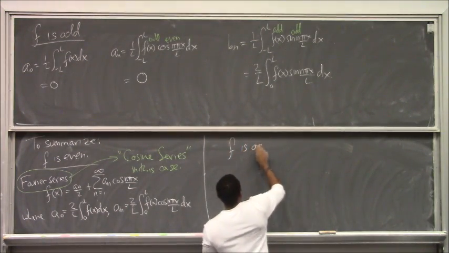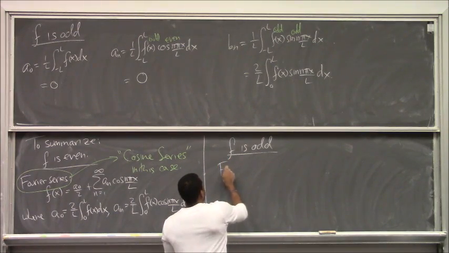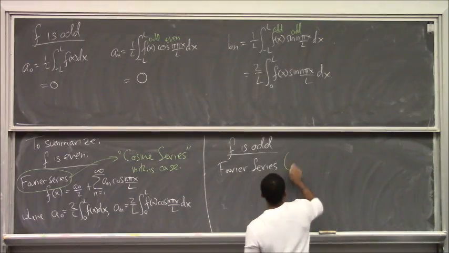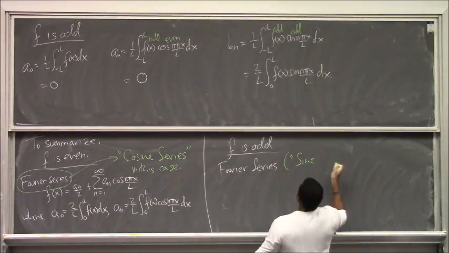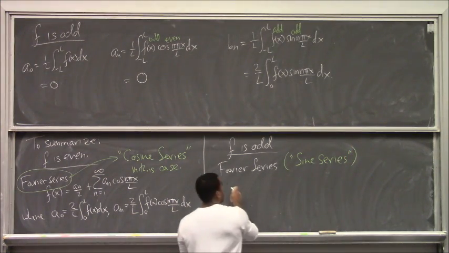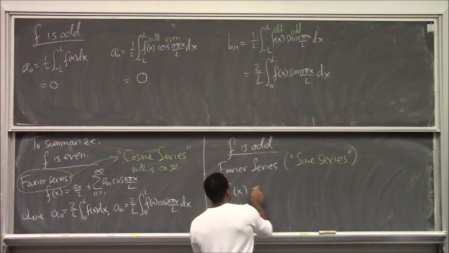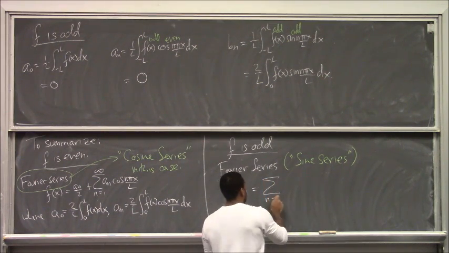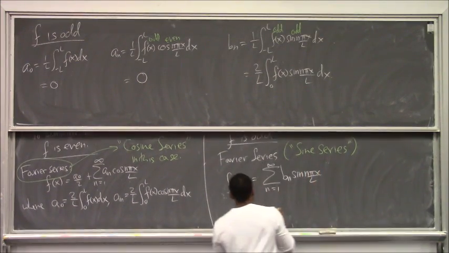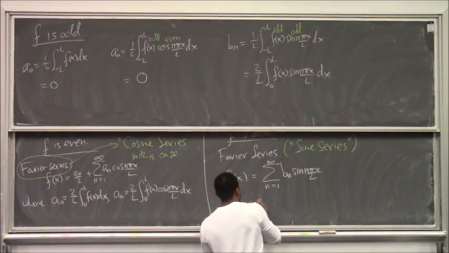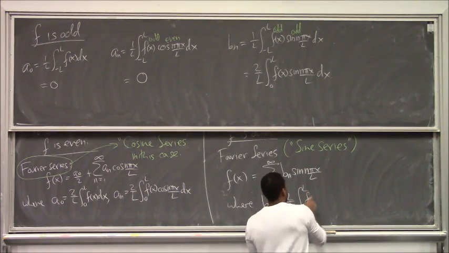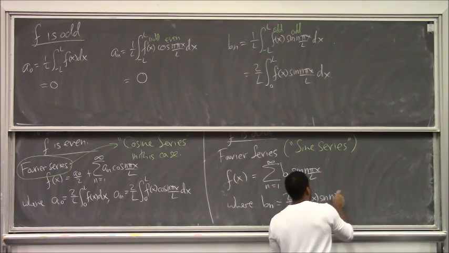If f is odd, then its Fourier series, in this case, is called a sine series. So they say, find the Fourier sine series of this function, or find the sine series for this function. It's f of x equals, there's no a's, so it just jumps right into the series, where the bn is 2 over L, integral from 0 to L, of f of x sine n pi x over L.